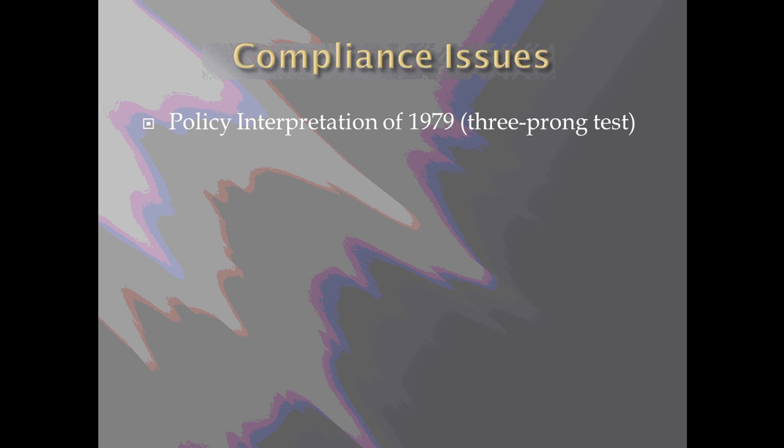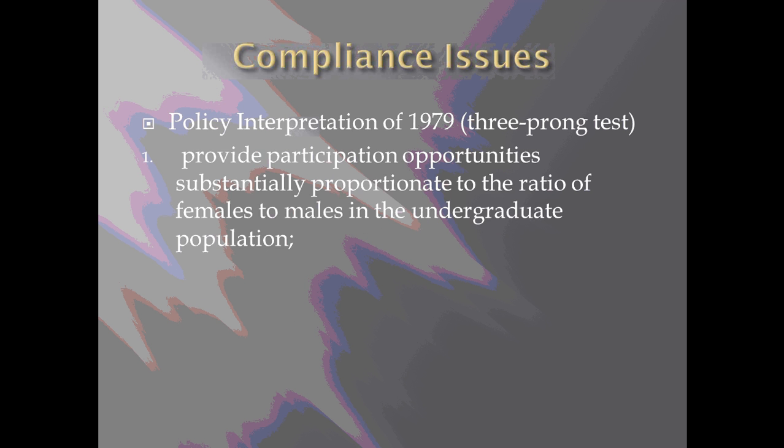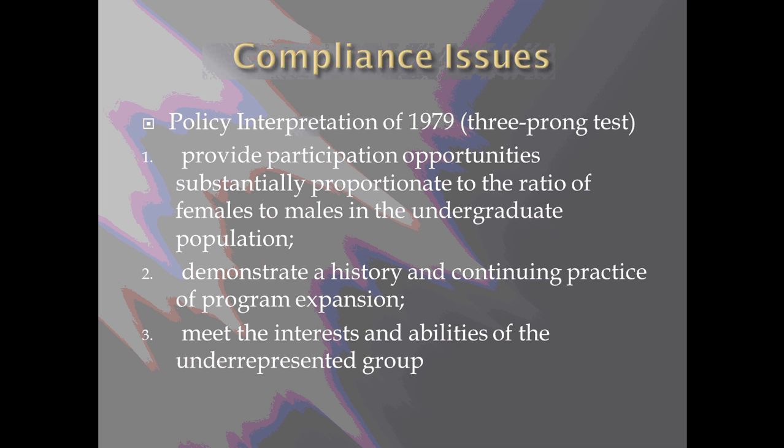Now, in 1979, this is by far the most publicized issue of Title IX. It's been known as the three-prong test, or how an organization can perform a self-evaluation of whether or not it's in compliance with Title IX. The reason it's called the three-prong test is there's three areas that a school or organization can show compliance. Not in all three, it only needs to show compliance in one.